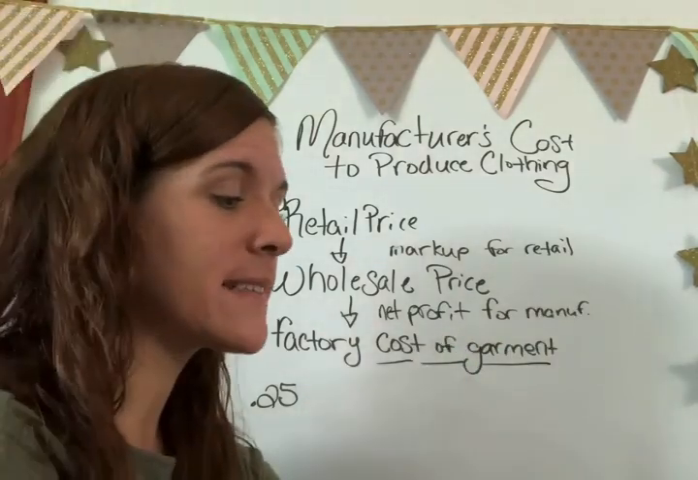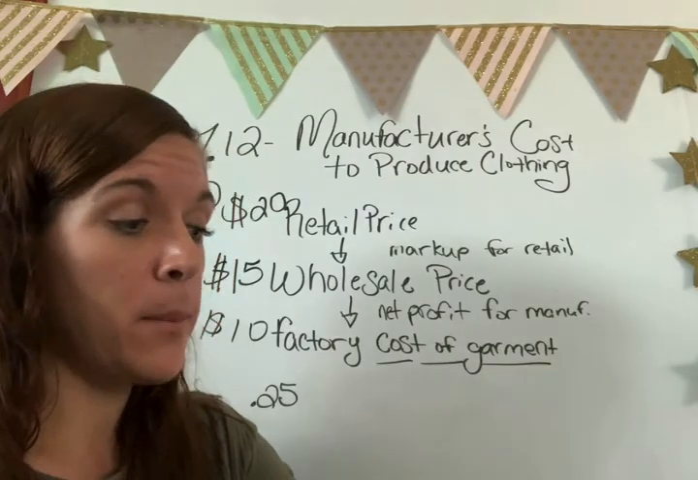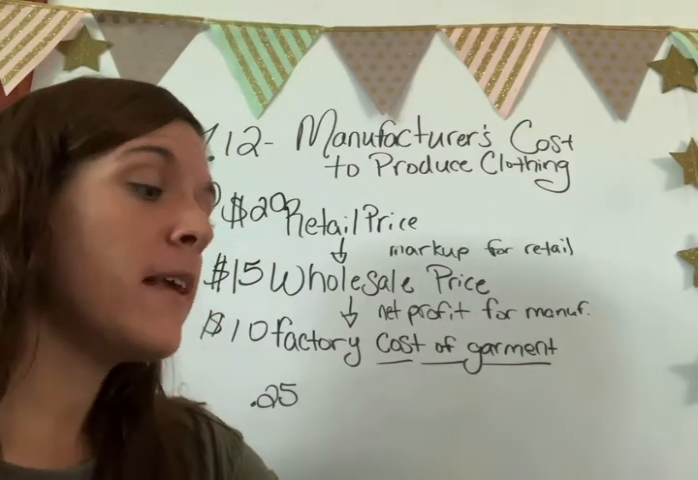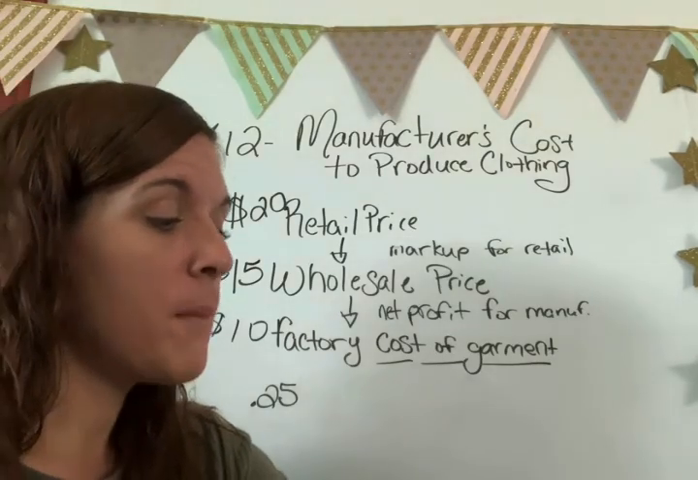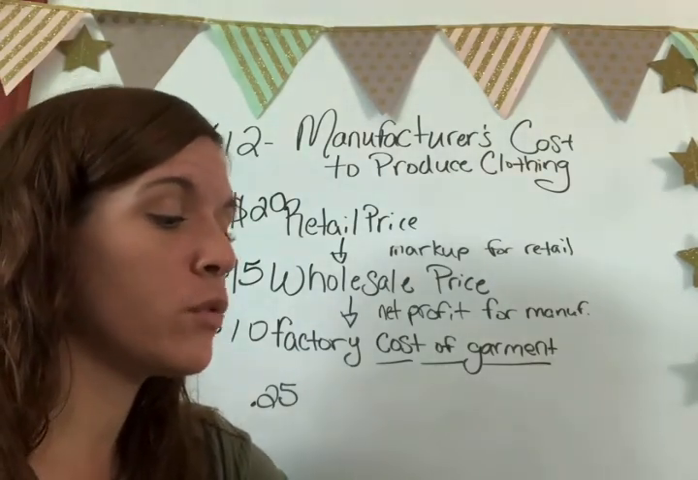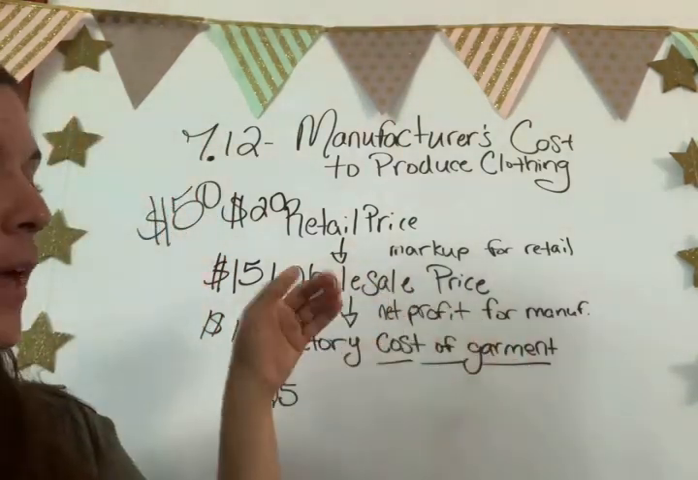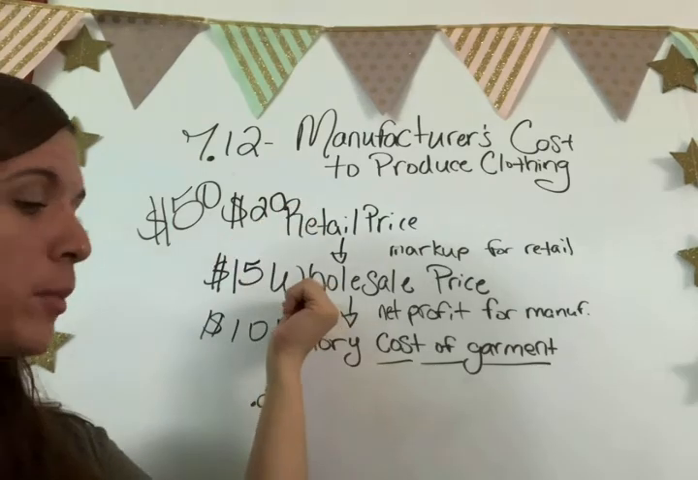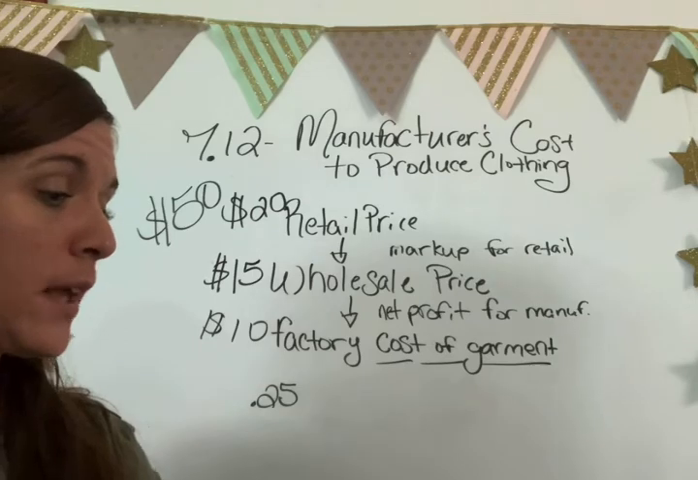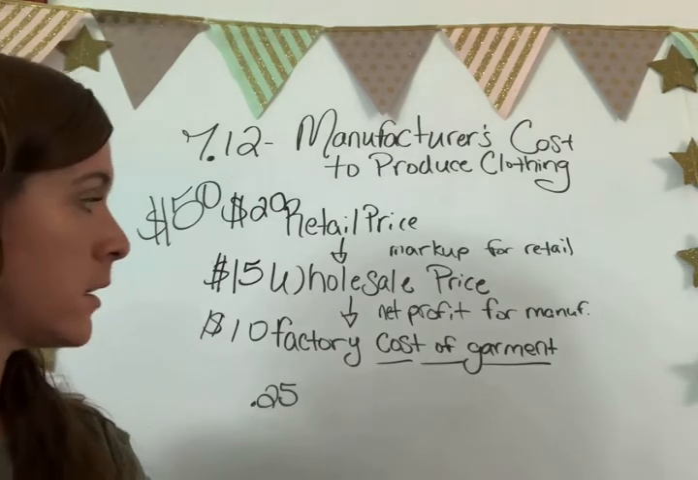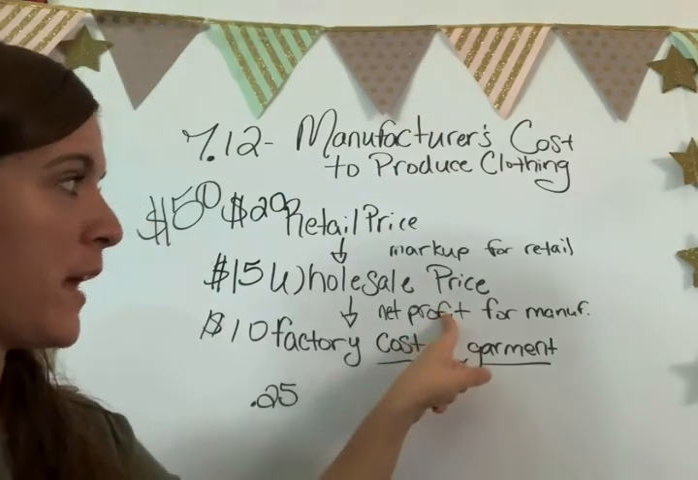So let's look at it with the text. It says, not only does the retail store mark up the price to make a profit on the clothing you buy, the manufacturer also prices the garment so a small profit is made. The manufacturer usually sells only to the retail store at a price called the wholesale price. So that means the store buys it at the wholesale price and then sells it at the retail price. The wholesale price includes the total factory cost, plus the net profit for the manufacturer.